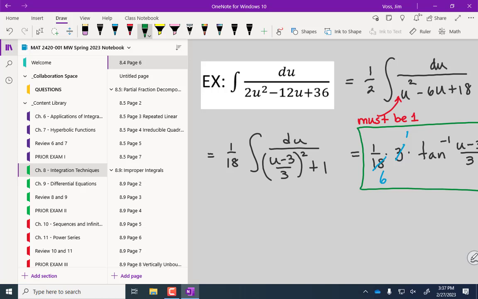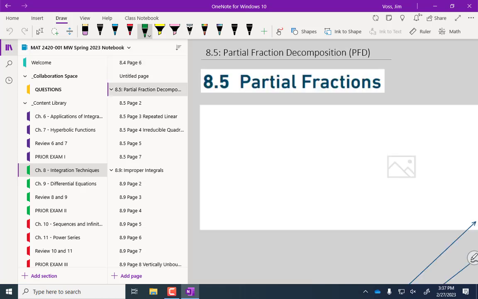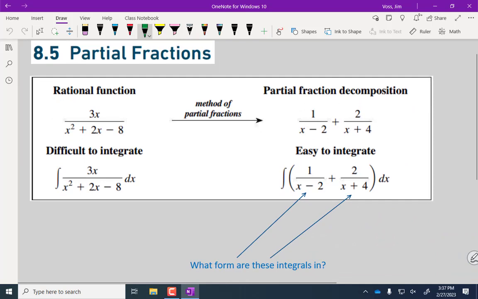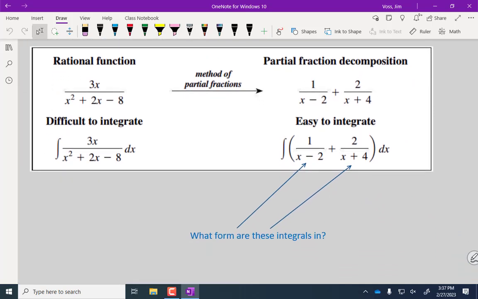All right, so another integration technique: PFD, partial fraction decomposition.